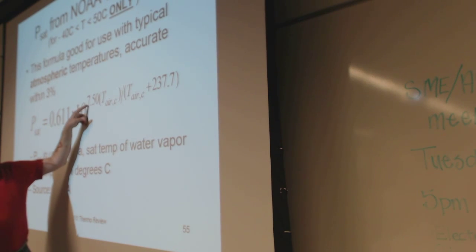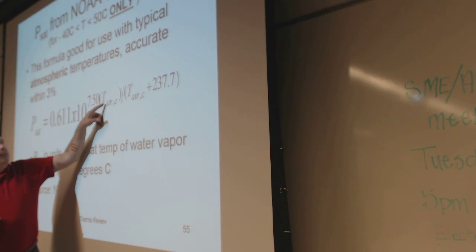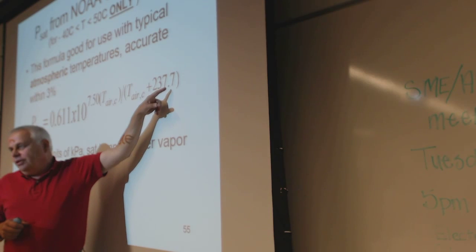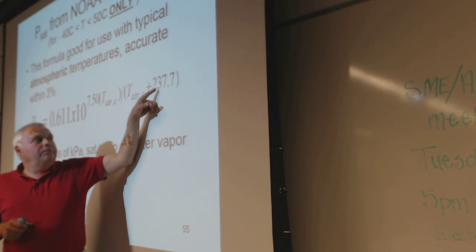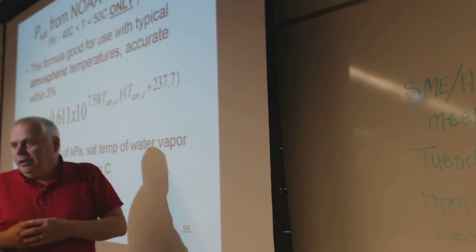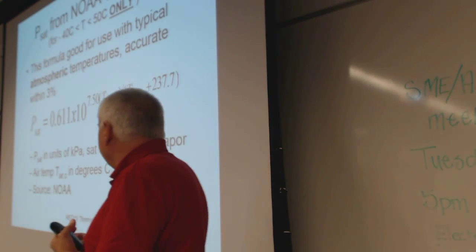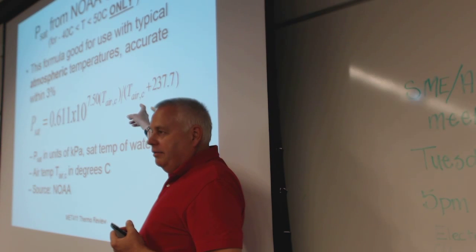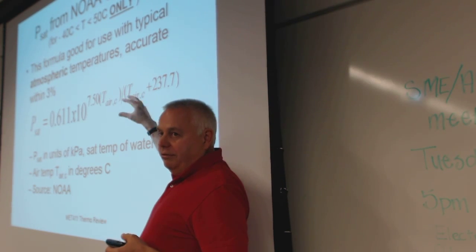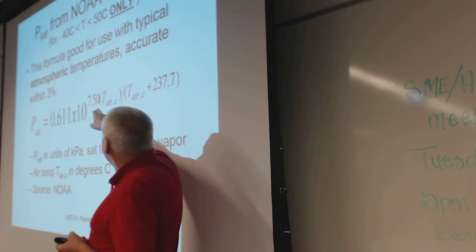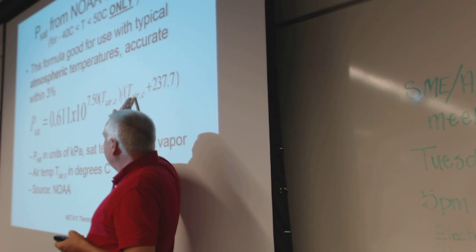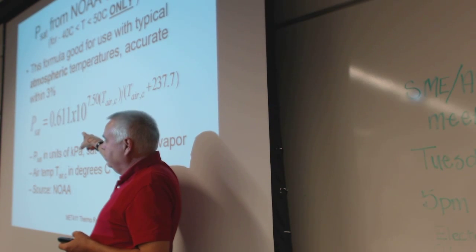6.611 times 10 to the 7.50 times the temperature of the air in degrees C divided by the temperature of the air in degrees C plus 237. That isn't a typo, it's not supposed to be 272. That was a correction on the formula. And believe me, there are about 49 different papers that present different ways of coming up with this. This is a formula. You just give it the temperature of the air in degrees C, and it'll tell you what the saturation pressure is.